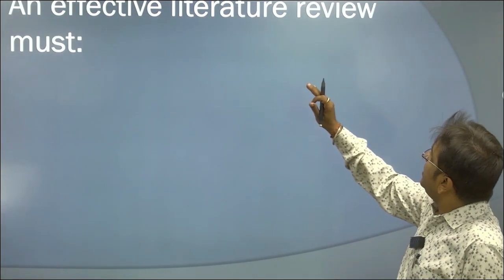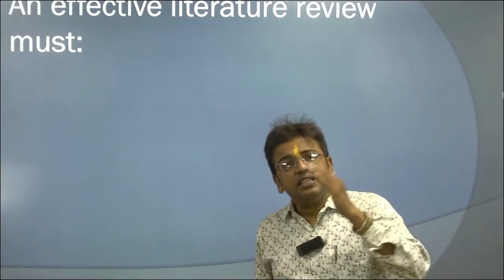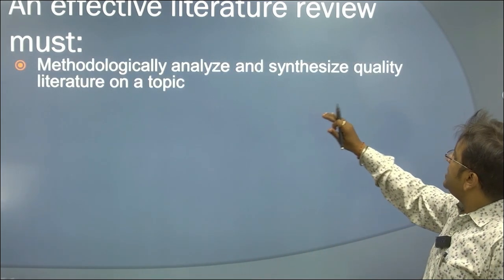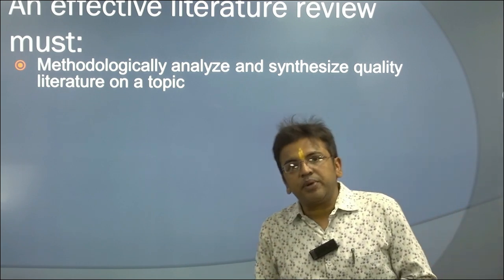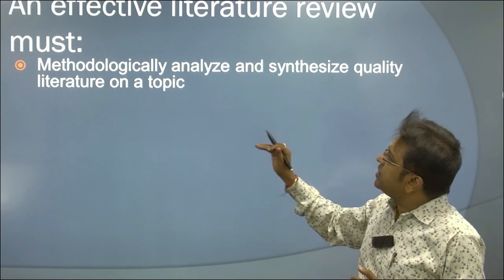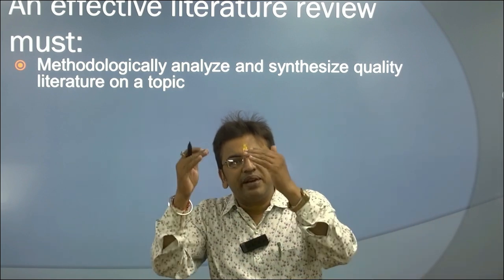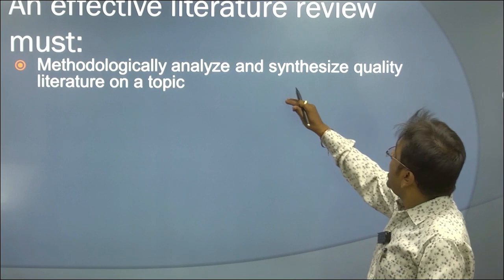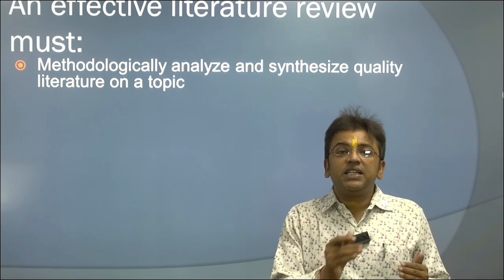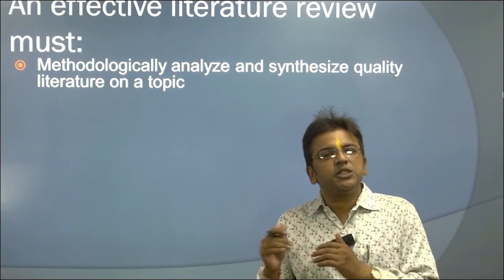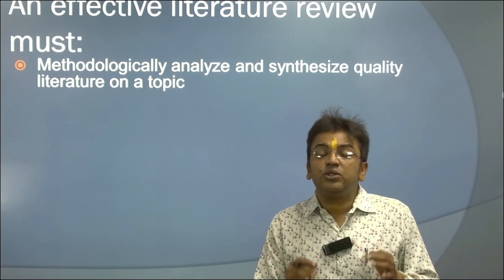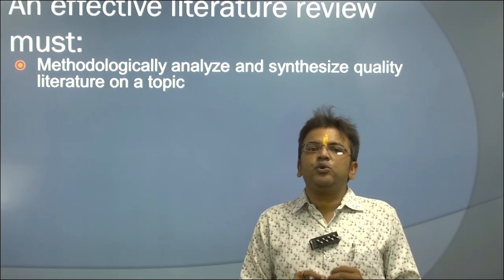Now, an effective literature review must contain these specific points. The first one is methodologically analyzed and synthesized quality literature of the topic. It means whenever you do a review of literature, you must adopt a specific methodology and synthesize it in an accurate manner. There must be a respective area in which you are going to explore. The topic of the review of literature will be somewhat similar to the area in which you are going to do your study.